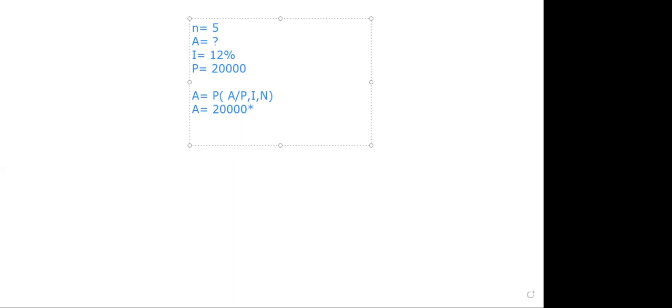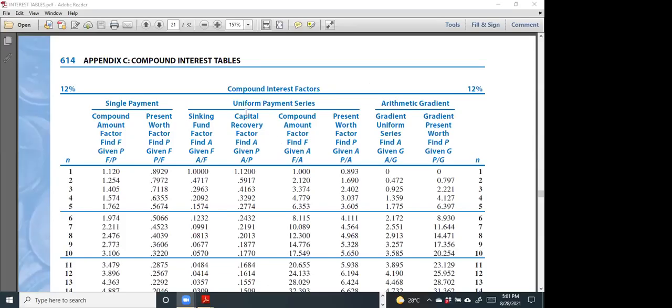So this is where we are. Under 5 years, it will be 0.2774. 0.2774 is the capital recovery factor for 5 years. We are looking for A given P. That's why you see A over P. We are looking for A given P. Sorry, maybe some of you didn't see it. So this is the capital recovery factor at 5 years, 0.2774.